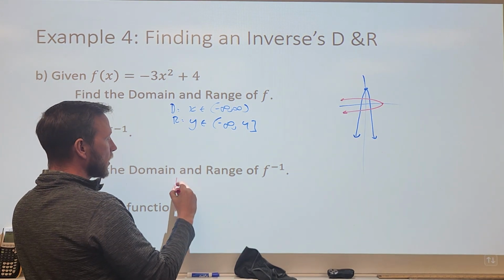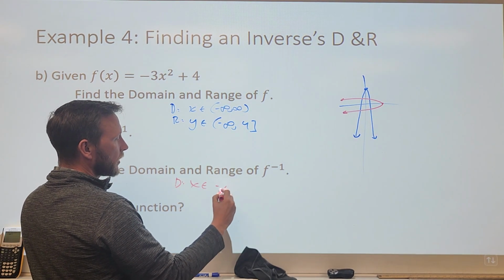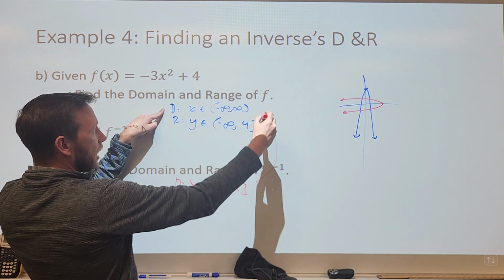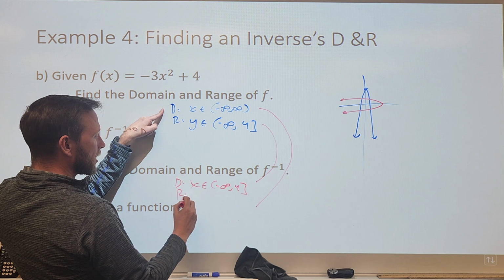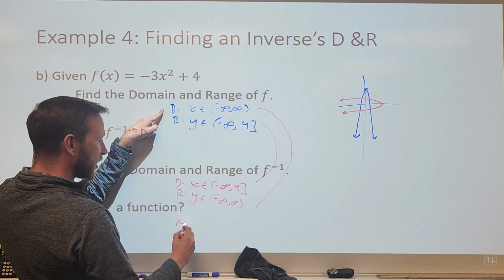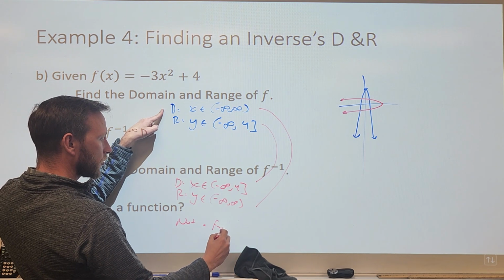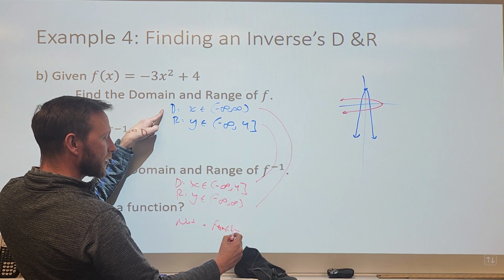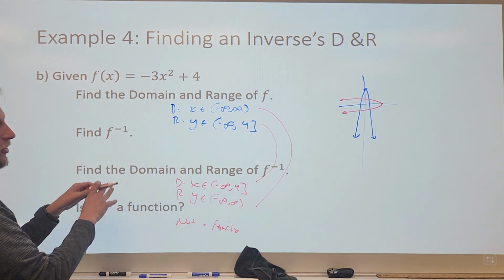So the domain is now from negative infinity to positive 4, the original range, and the range is going to be from negative infinity to positive infinity. All right, so this is not a function, the inverse. But what is that handwriting? What is the actual inverse?